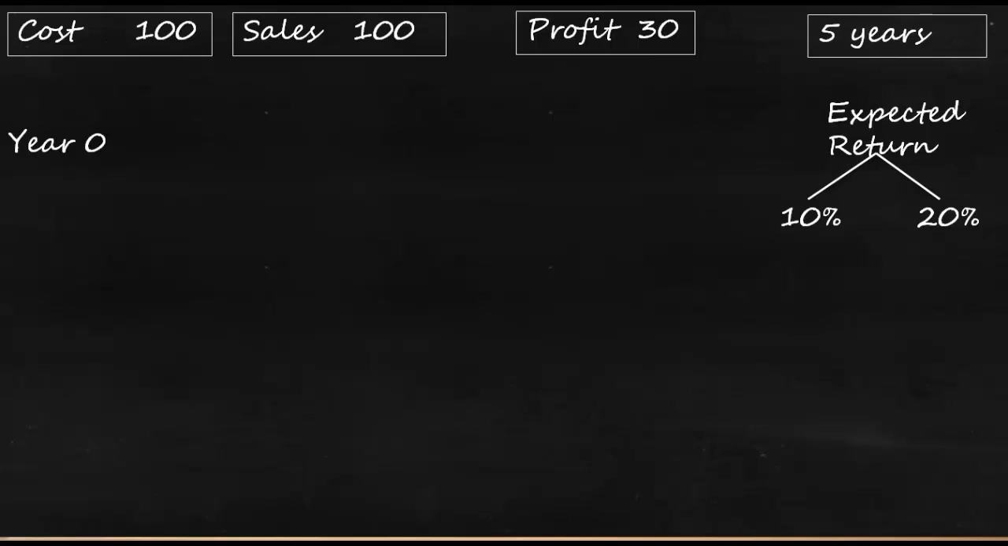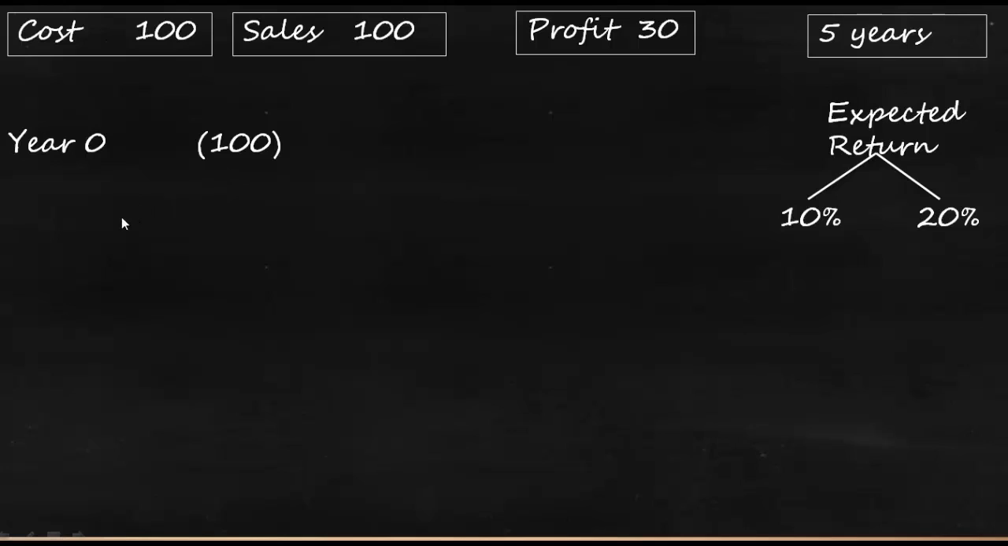Now we'll have the cash flows for all the 5 years. We'll start with year 0. Why is it year 0? Because that is the point where you commit all the cash outflows. So what is the cost of the project here? It is 100. So we'll put that 100 here. It is shown in brackets because it is a cash outflow.